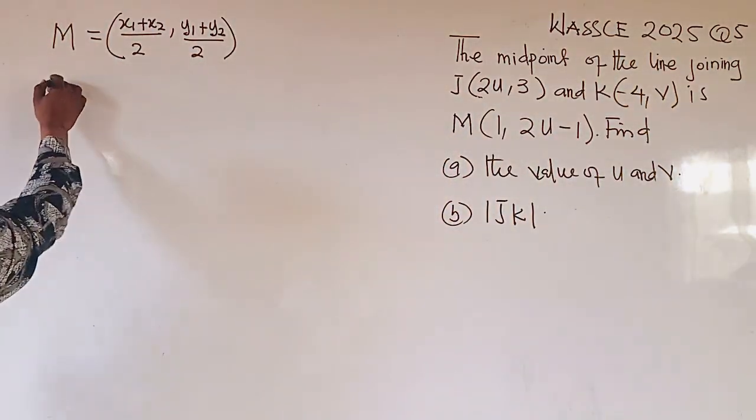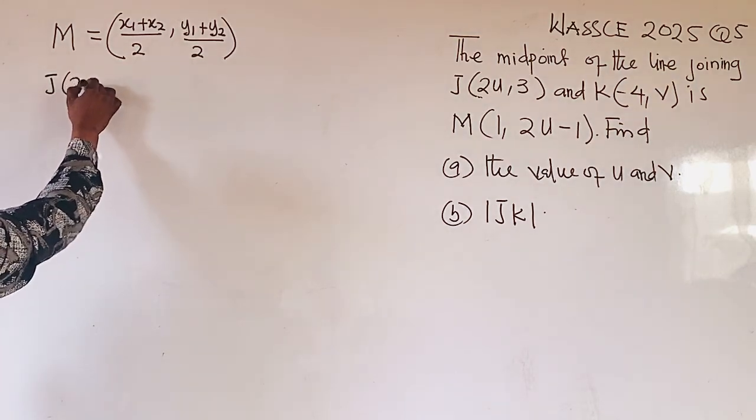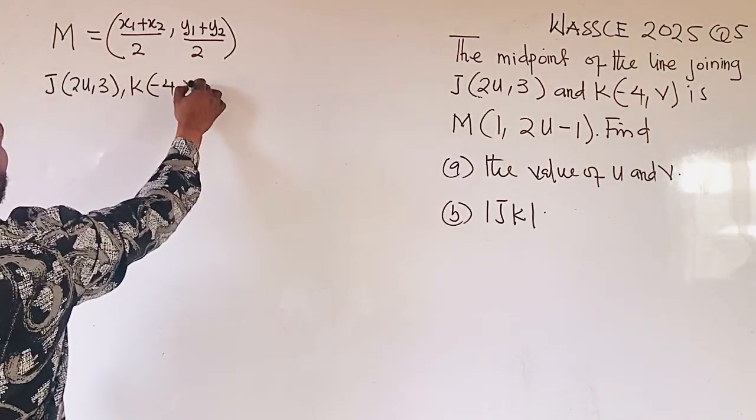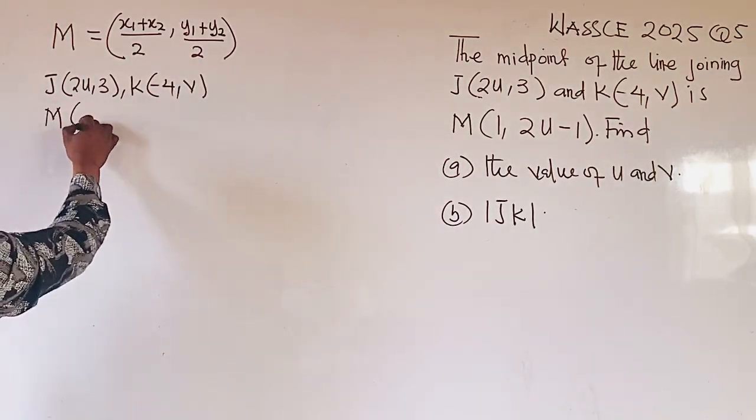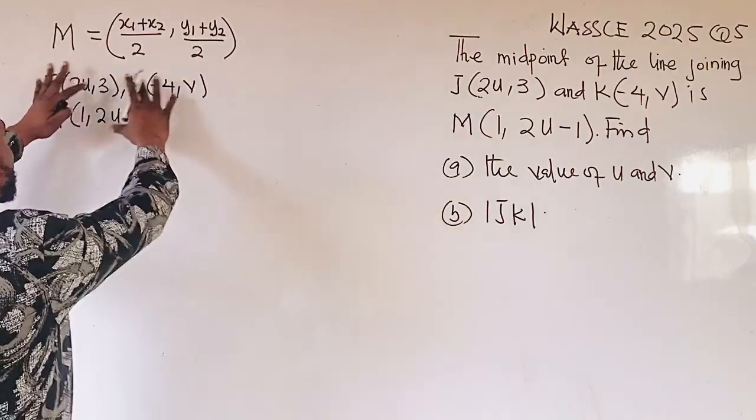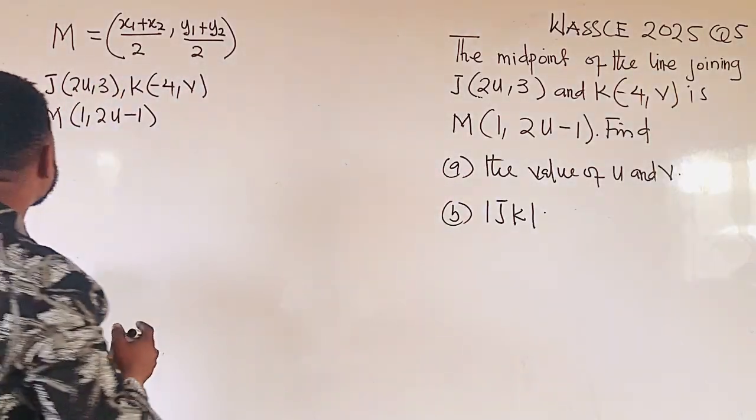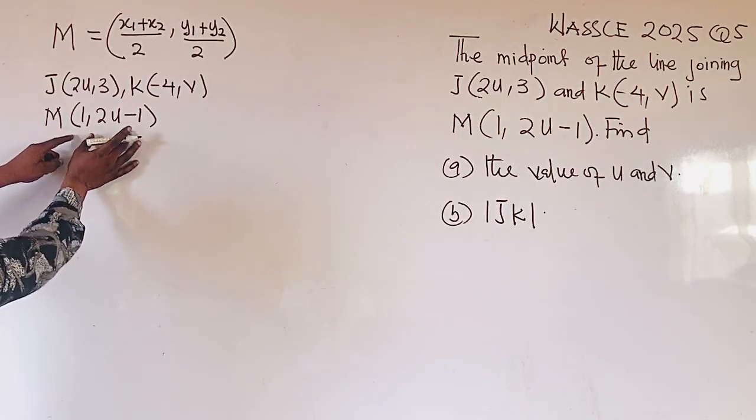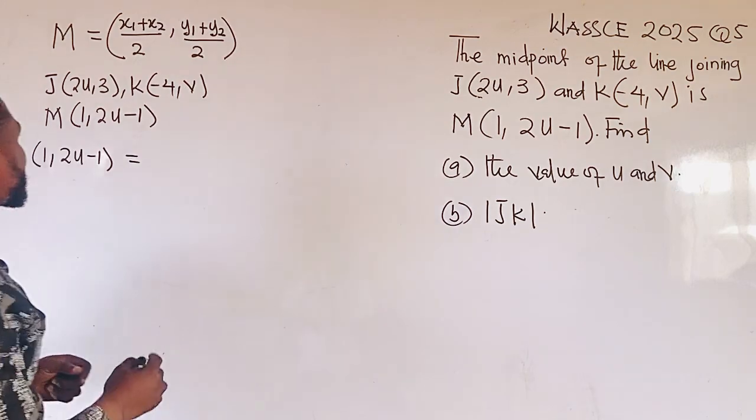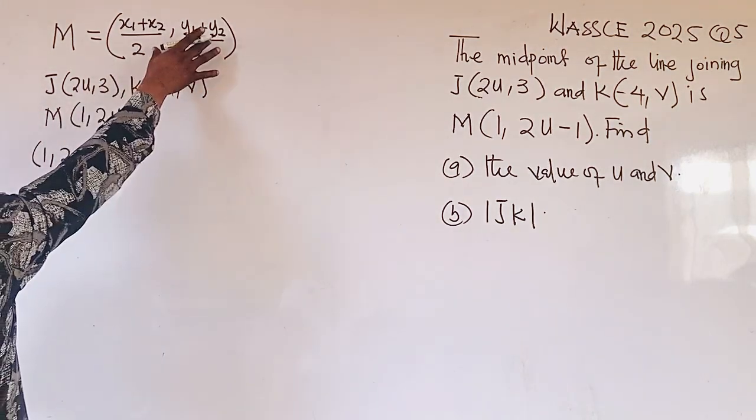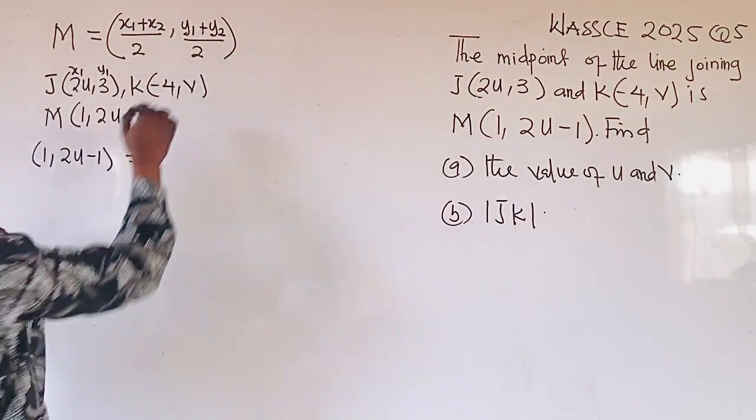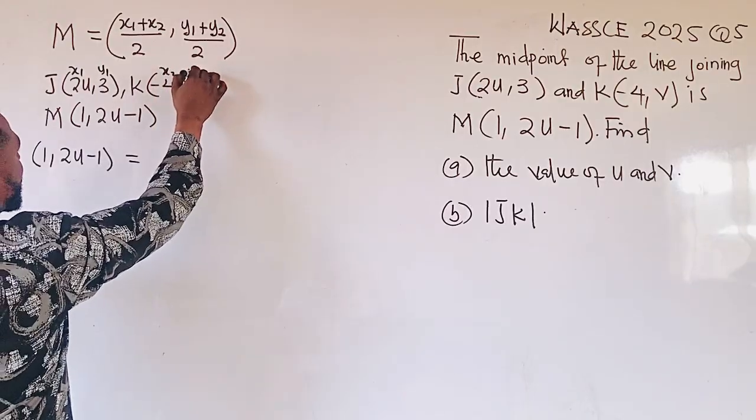Now from the question, we have our J to be (2u, 3). We also have our K to be (minus 4, v), and we have our M to be (1, 2u minus 1). So we are going to fix these values into the formula. The M coordinate is given as (1, 2u minus 1), which will be equal to... before we fix these values into this formula, our first coordinate we name x1, y1, and the second coordinate x2, y2.